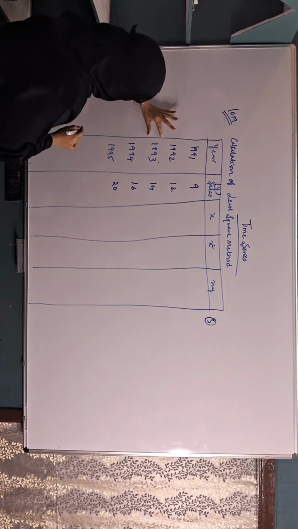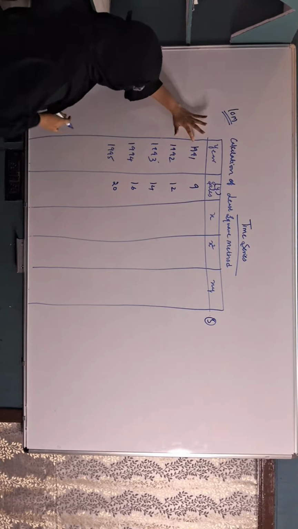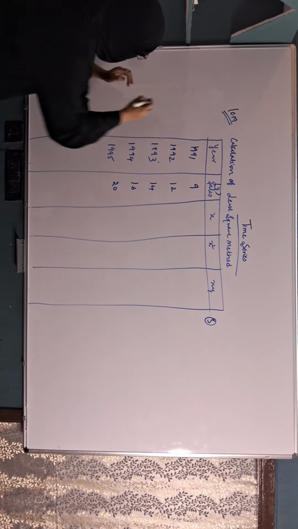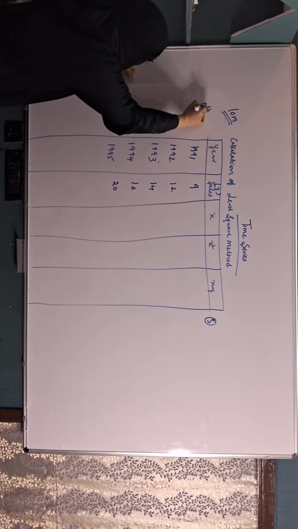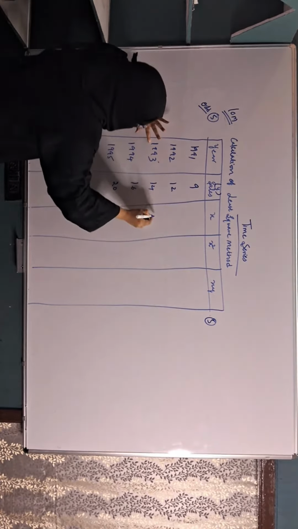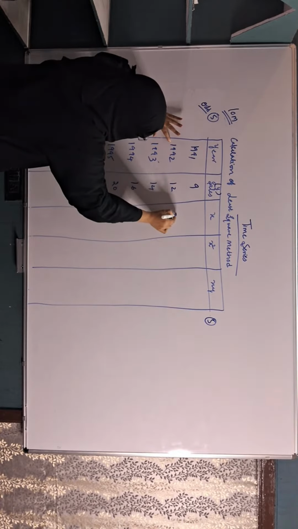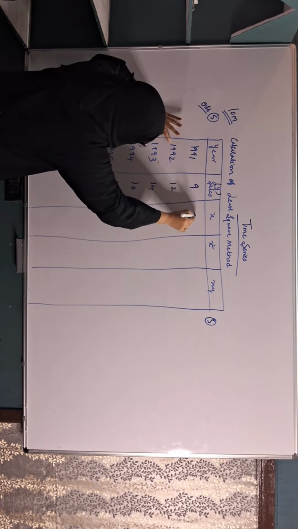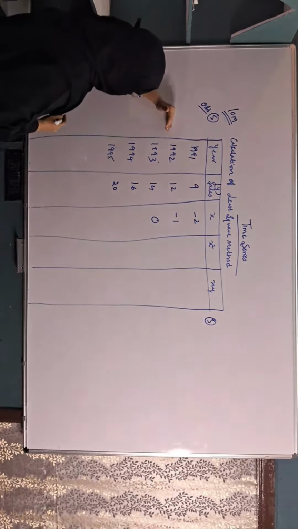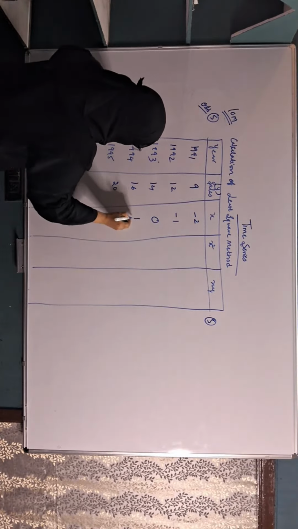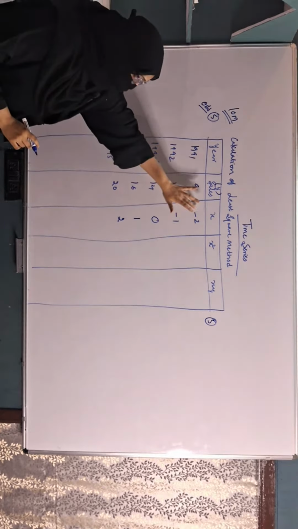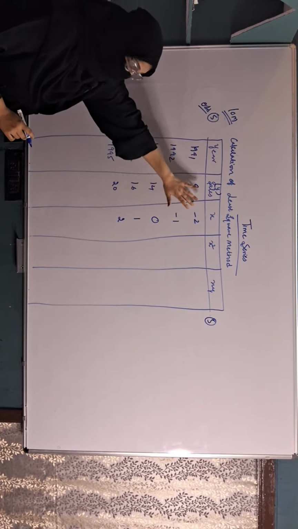See here, you have to take this as your base. How many years are there? 1, 2, 3, 4, 5. So this is odd. 5 is an odd number, right? So for 1993, you have to take 0 here, then minus 1, minus 2. You are going backward and moving forward, 1 and 2. Okay, like this you have to calculate this column, that is your X.